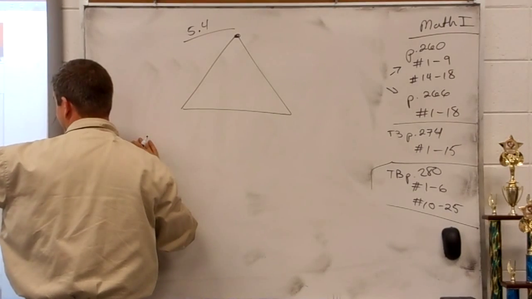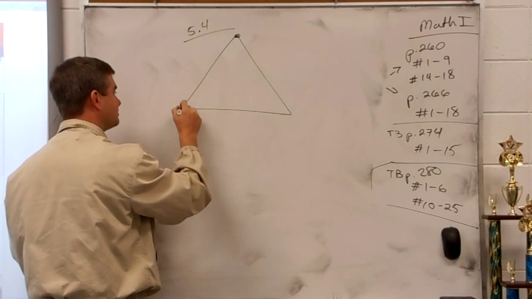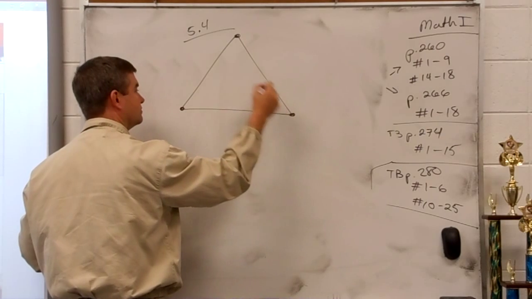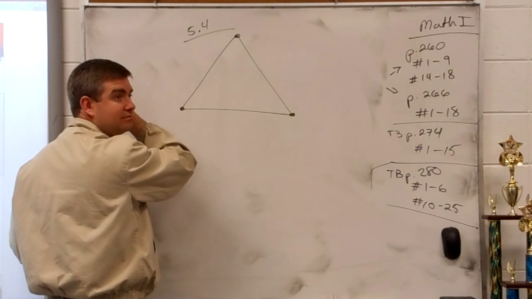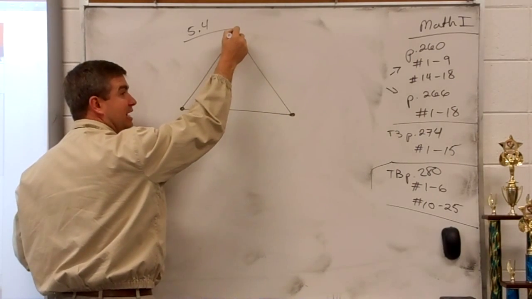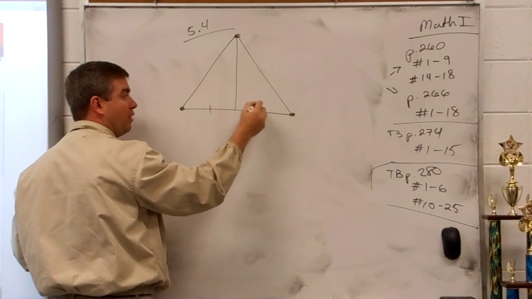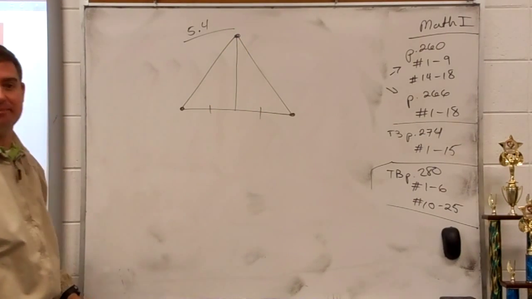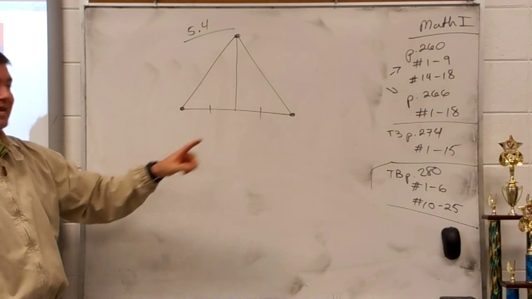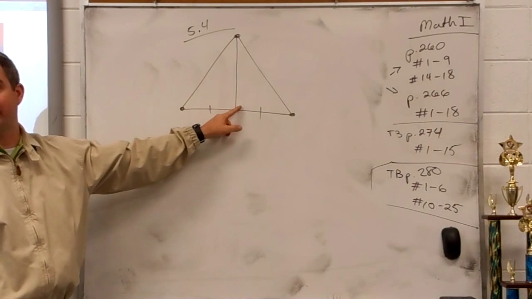The definition of a median, read it right there for me, Nash. The median of a triangle is a segment from a vertex to the midpoint of the opposite side. That is a median. It can or cannot be a perpendicular angle right there. It might or might not be. Okay?